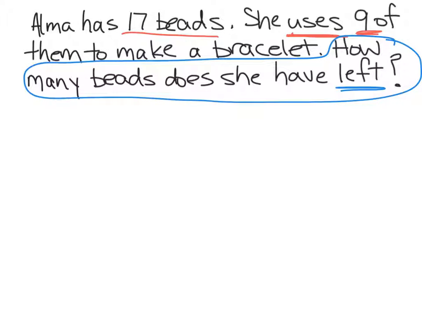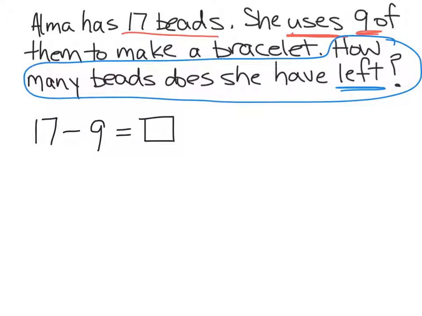Now that left makes me think subtraction. I'm taking away from the 17 beads that she started with. So this is a take from problem. So if I was going to make an equation for this, I would say Alma started with 17 beads. She took away from 17 beads by using 9 of those beads. And I'm not sure how many she has left. So I'm going to put my box there.